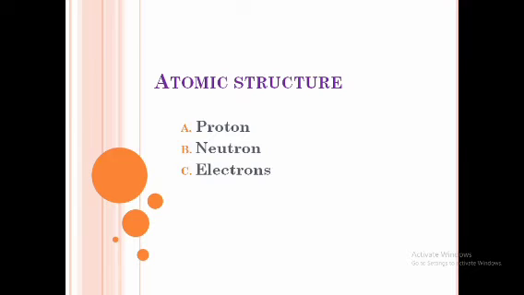So let's look at the atomic structure. Looking at the atomic structure, we know that atoms are found to contain three types of particles: protons, neutrons, and electrons. It consists of the centrally placed nucleus, which is surrounded by a cloud of electrons. So inside the nucleus we have the protons and neutrons. I'll explain that on the board.